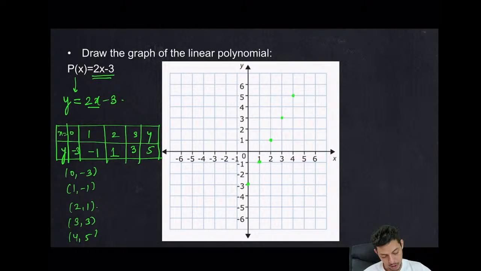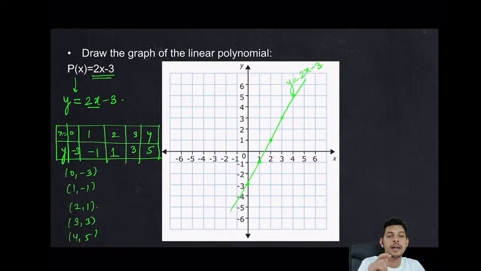Okay, now if you connect all these, you can see that you're getting a straight line, and this is the graph of y is equal to 2x minus 3. So I hope it should be clear what a graph of a polynomial means, and in particular how we draw a graph of a linear polynomial.